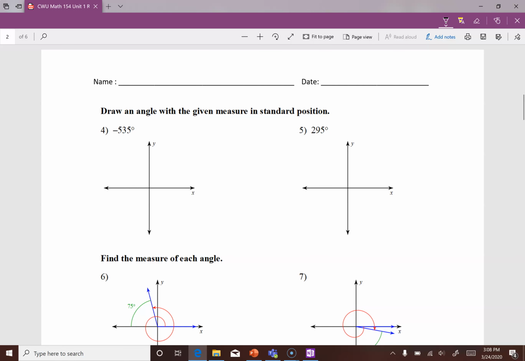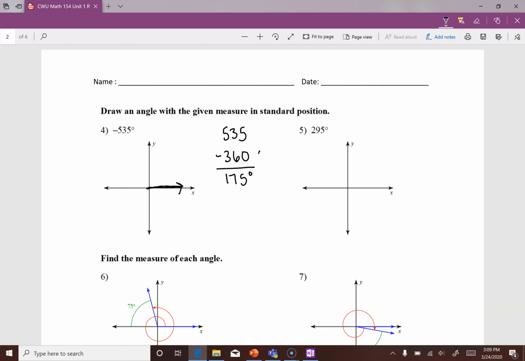All right, moving on. In this particular case, I need to draw my initial side, which is going to be on the positive x-axis. Then I need to figure out how to get to negative 535. Well, if I start at 535, I'm going to make this positive just for the sake of understanding how many turns I need to do. I'm going to subtract 360 from this, and I'm left with 175 degrees.